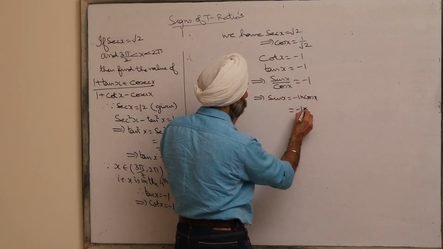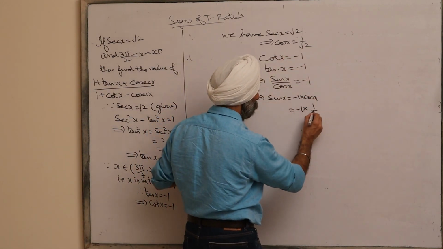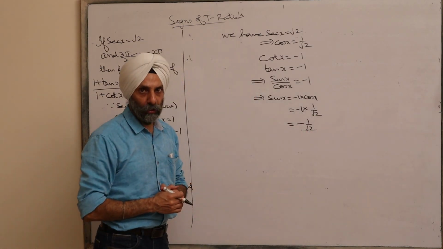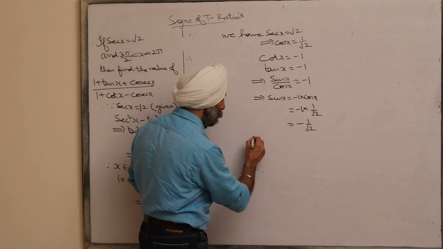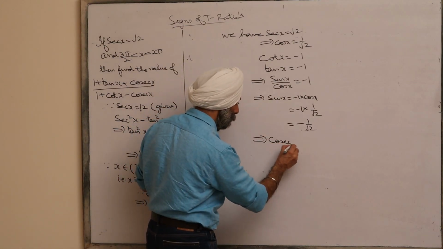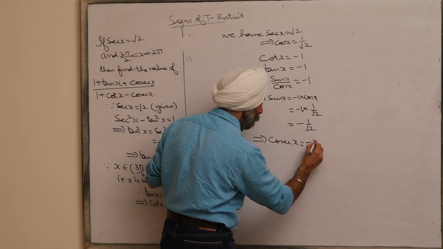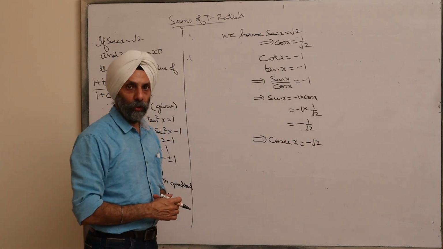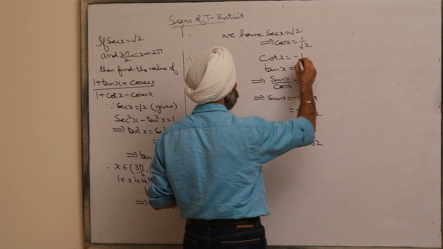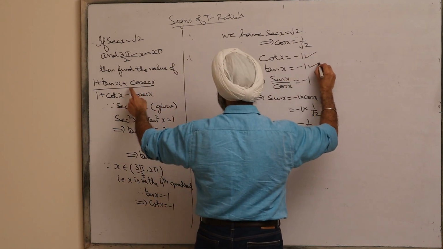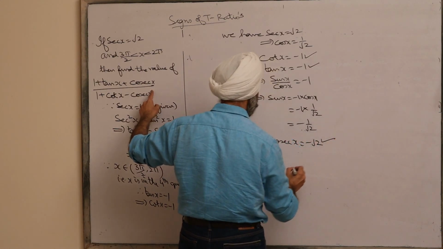Now it is minus 1 into, what is the value of cos x? 1 over under root 2. So that means the value of sin x is minus 1 over under root 2. So this implies cosecant x, which is your reciprocal of sin x, will come out to be minus root 2. Now we have the values of cot x, then tan x, then cosecant x.